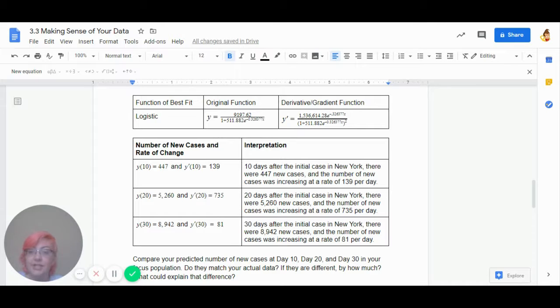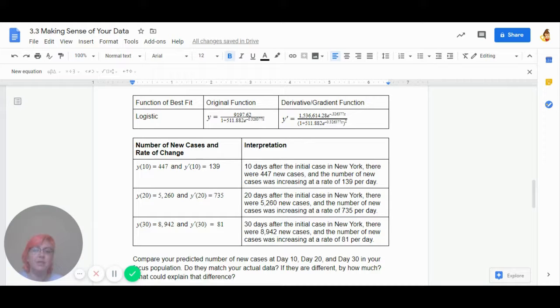So evaluating at 10 days, 20 days, and 30 days. When I plugged 10 into the original function, I got 447. And when I plugged 10 into the derivative or gradient function, I got 139. This means that 10 days after the initial case in New York, there were 447 new cases, or there should have been according to our curve. And the number of new cases was increasing at a rate of 139 new cases per day.